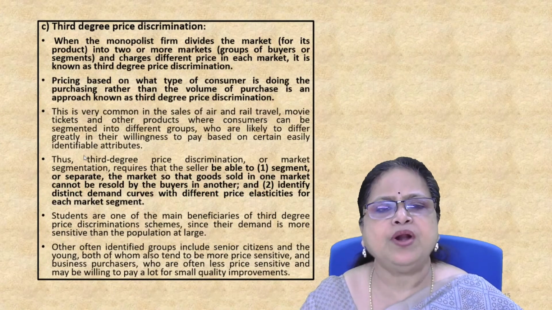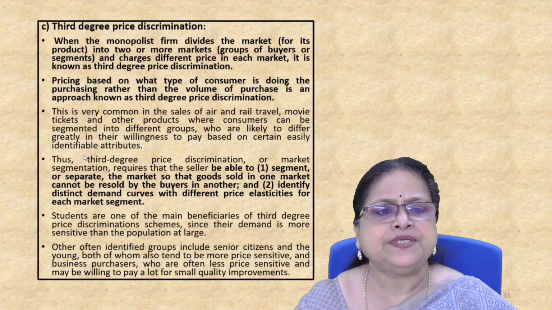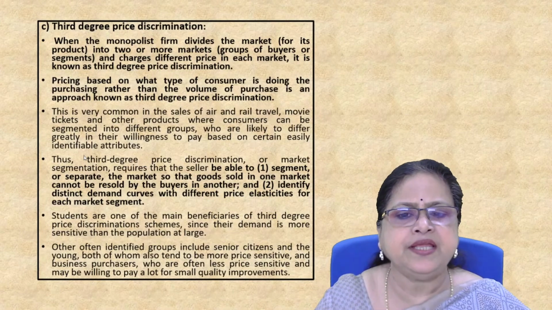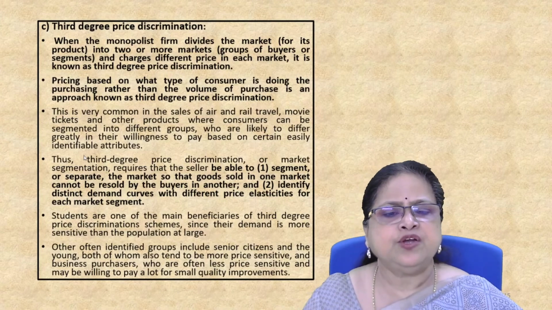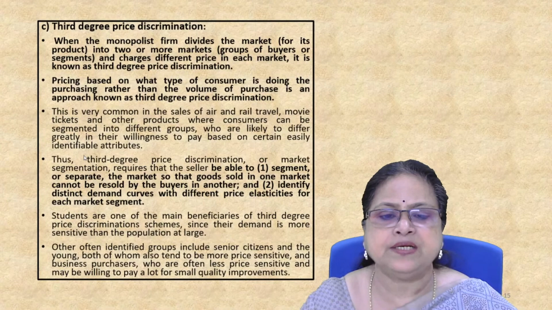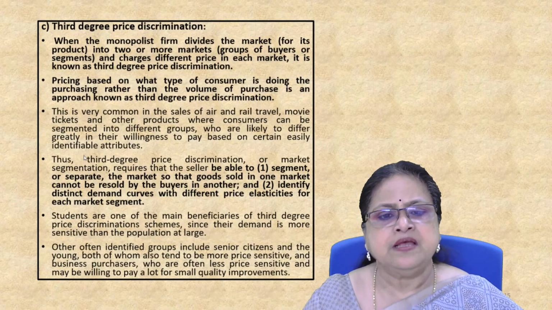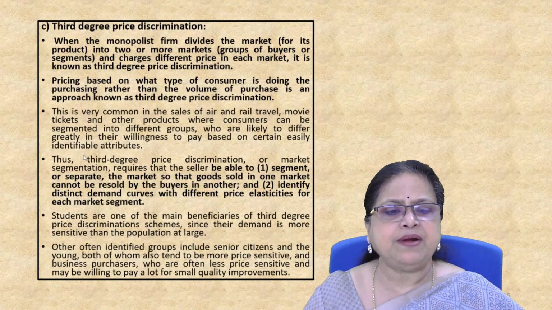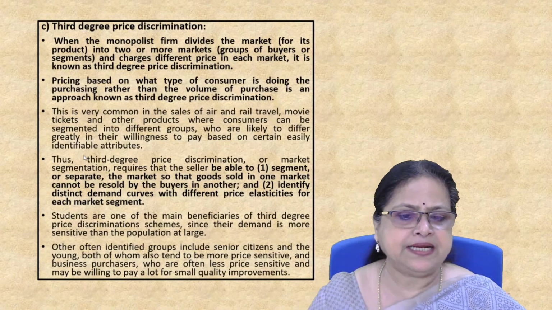Pricing based on what type of consumer is doing the purchasing, rather than the volume of purchase, is an approach known as third degree price discrimination. Third degree price discrimination requires that the seller should be able to segment or separate the market so that goods sold in one market cannot be resold by the buyers in another. That is the assumption. It also requires identifying distinct demand curves with different price elasticities for each market segment.